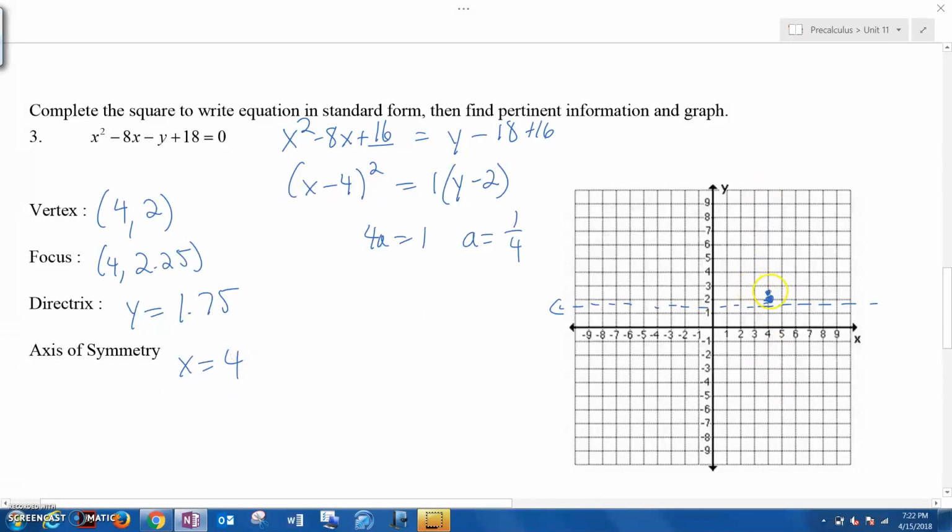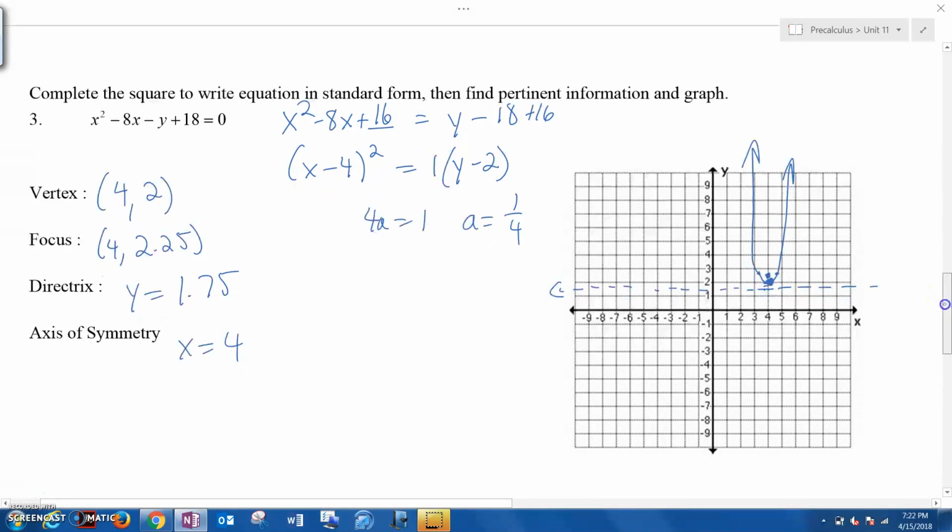The only thing I have to do is just kind of graph it. So remember, 2a, which would be 1/2, will get me this point and this point. So this is a very narrow parabola, where the a value was 1/4. It's very tricky, and a very small parabola movement. But there's that one.